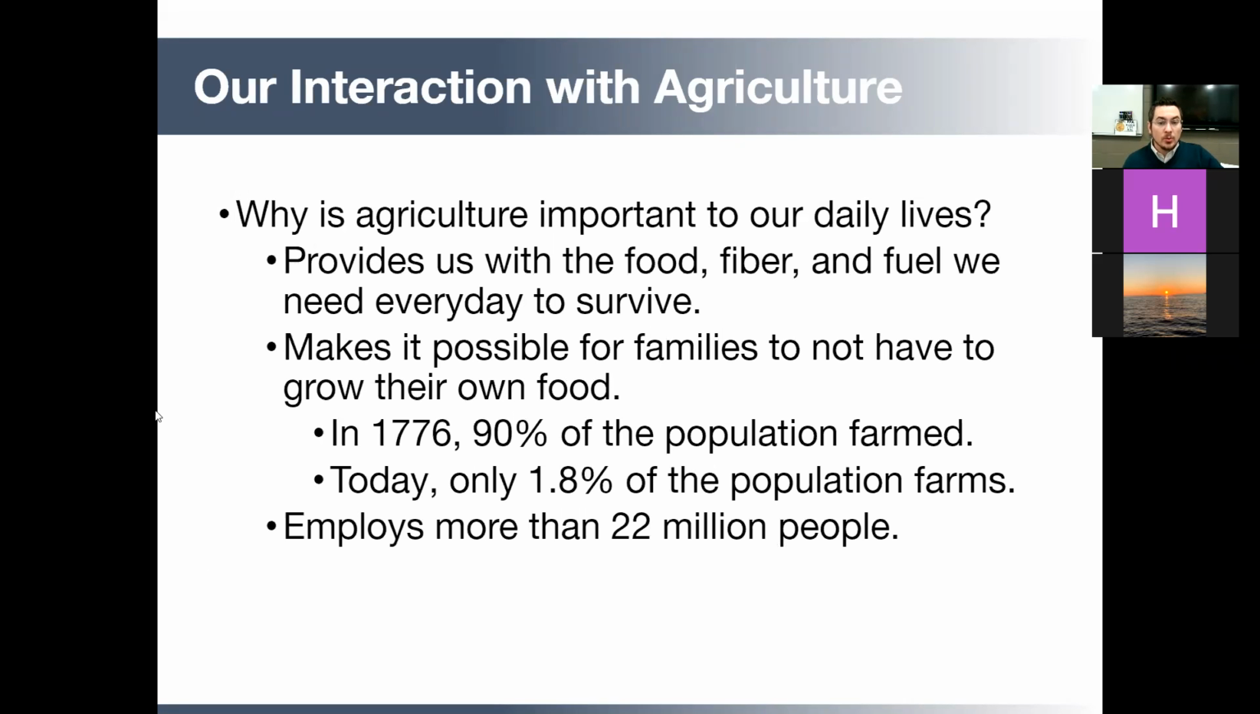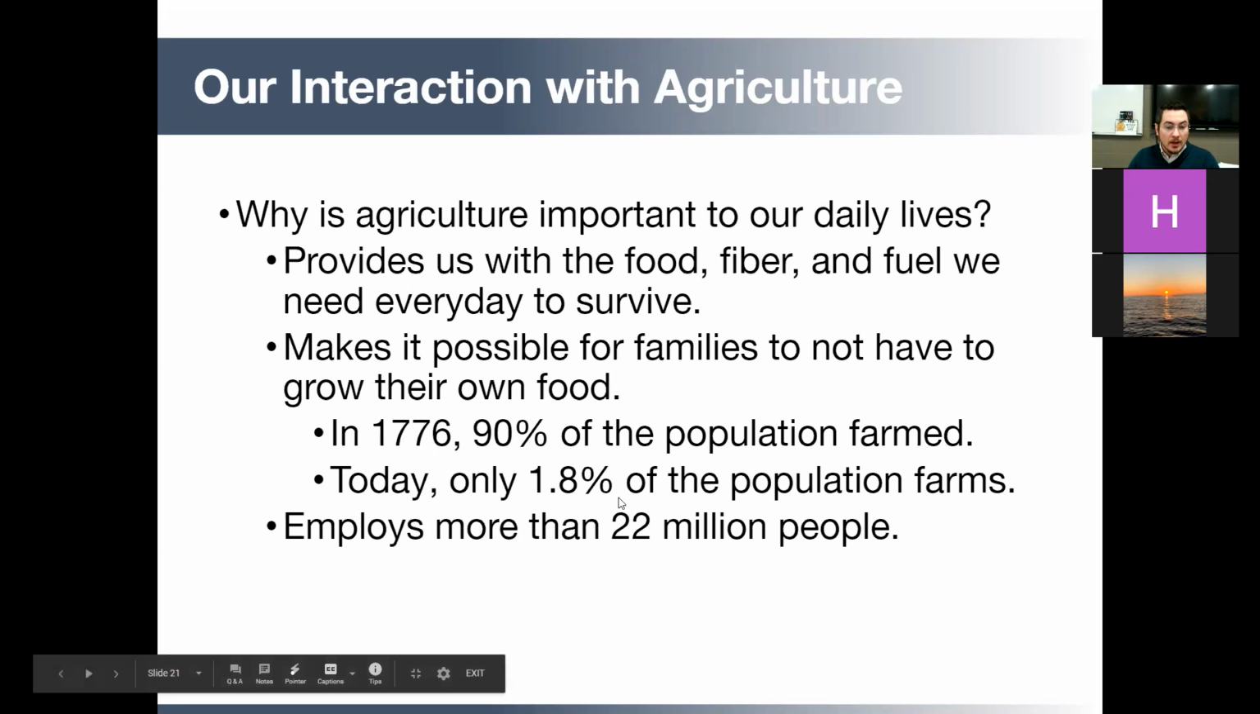Why is agriculture important to our daily lives? Well, because we use it every day, because we eat every day, we wear clothing every day, and there's other examples of things that we use every single day that are related to agriculture. So in 1776, when our country was founded, 90% of the population lived or worked on a farm, and today only 1.8% of the population is on an active farm. But there are 22 million people that are employed by the agricultural industry.